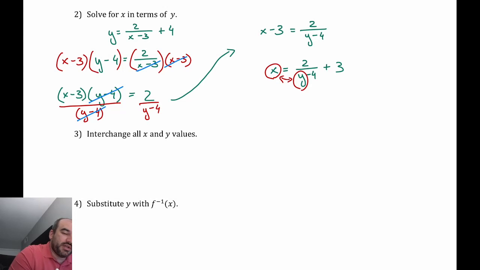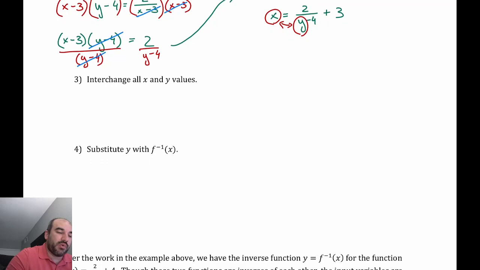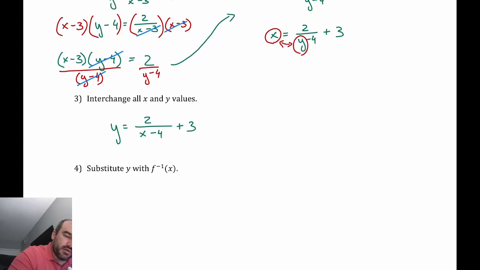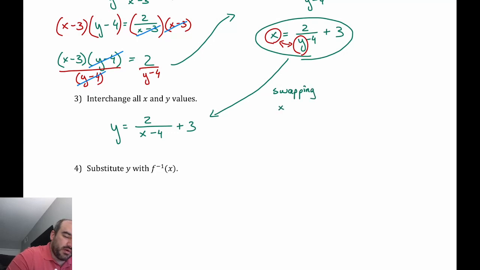We're going to interchange the x and the y because we're essentially inverting here. We're swapping the inputs and the outputs. So when we do that, we just swap their places physically. So y equals 2 over x minus 4 plus 3. So I guess we should make a note of this. This is turning into this by swapping the x and the y.